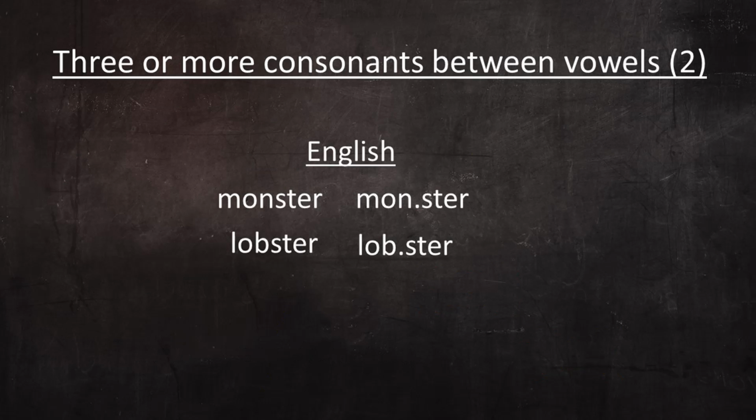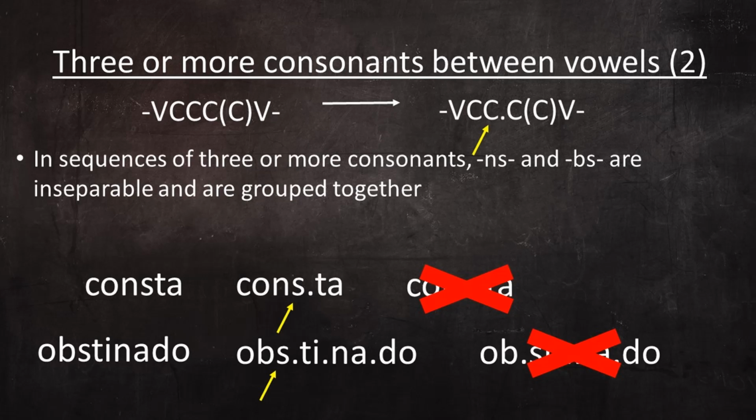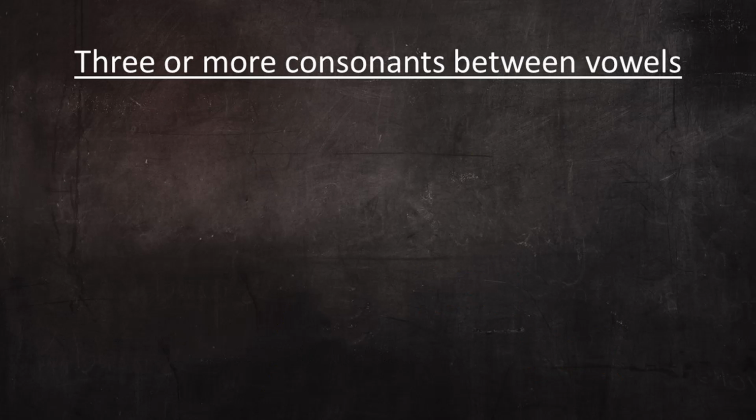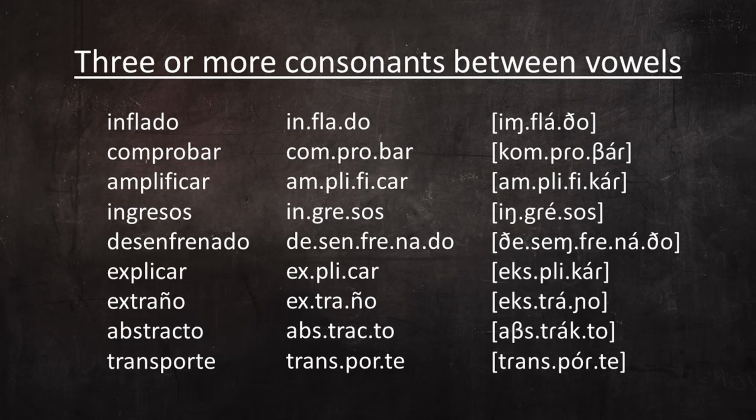Also, in English, ns and bs do not form inseparable pairs. In English, similarly ordered consonants separate differently into syllables. Still, the rule for Spanish is that in sequences of 3 or more consonants, ns and bs are inseparable. Pause the video and examine these examples.